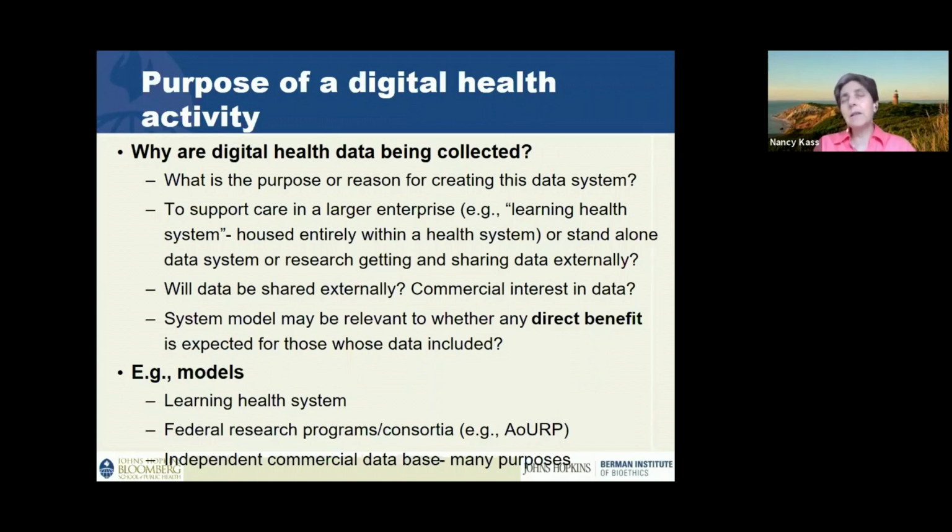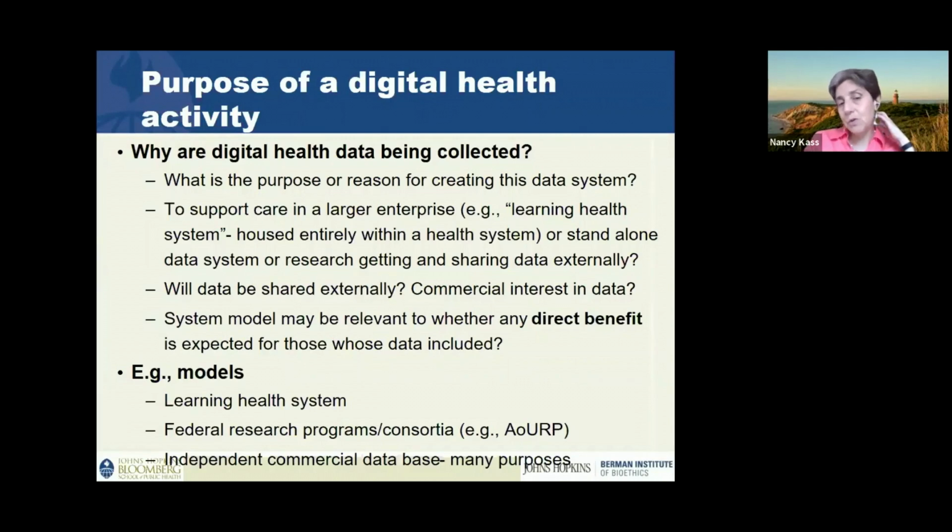Or we're collecting these data so that we can sell it to a lot of people because there's a lot of commercial value. They're really different. In certain ways, there's nothing wrong with either of these, but they become very different kinds of data systems. Part of this includes things like, will the data be used only internally or shared externally? And part of this will translate into whether the individuals whose data are included in a particular system might stand to benefit directly from what is learned through the data aggregation and analysis process.